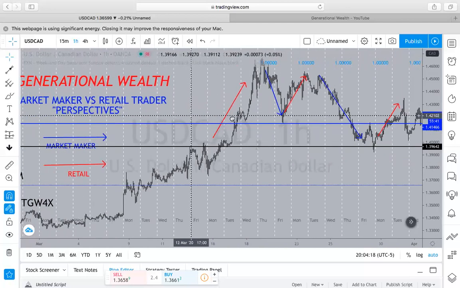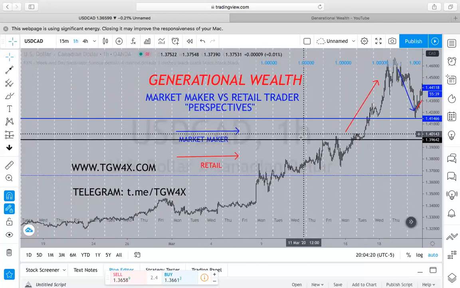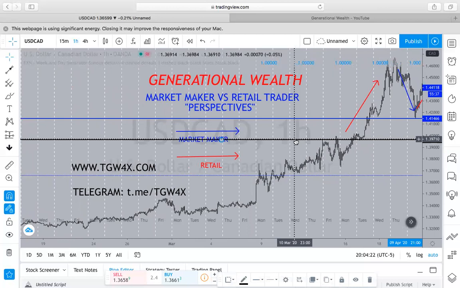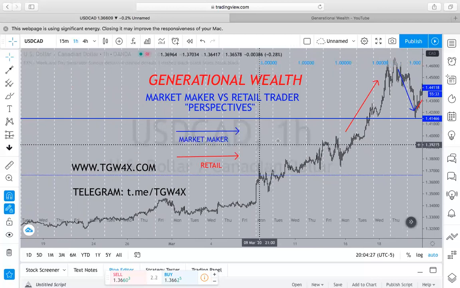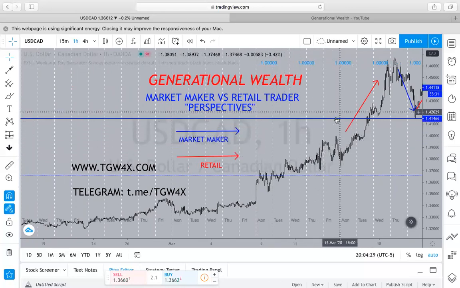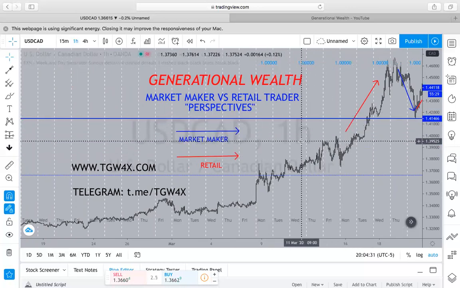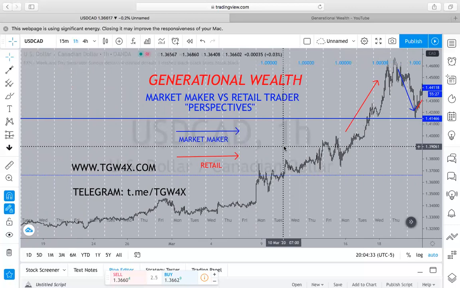So I hope this clears up and makes a lot more sense on the perspectives of how the market maker is trading versus the retail trader. So it's good to know both. That's the thing about it. You want to know both. You need to know how the market maker is trading, and you need to know how the retail traders are trading in order to trade against that. That way you know what not to do.